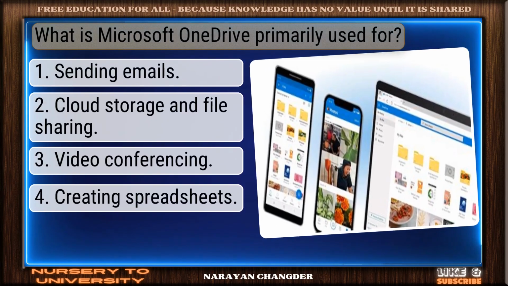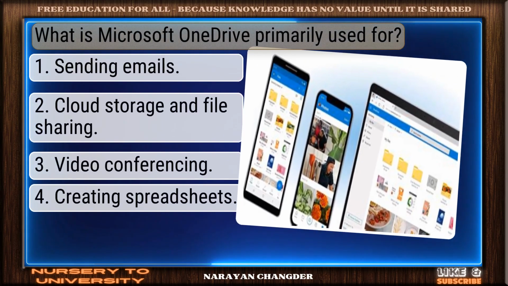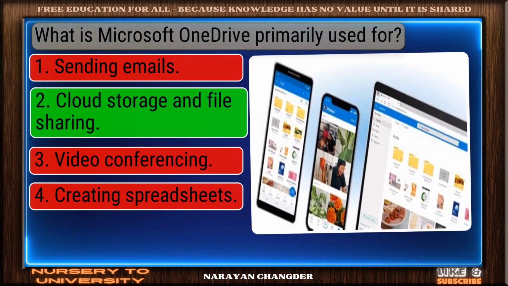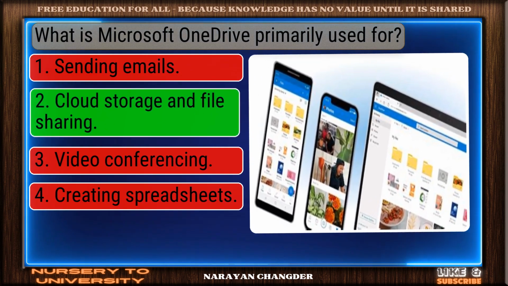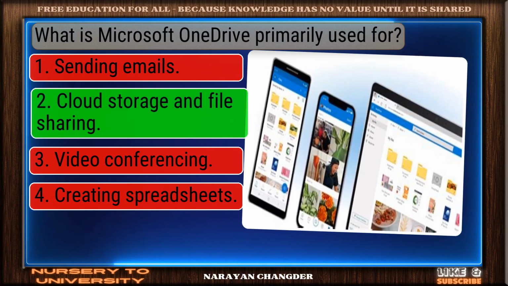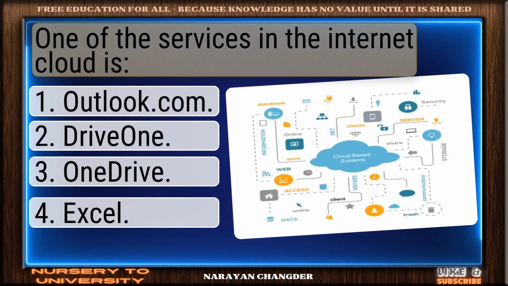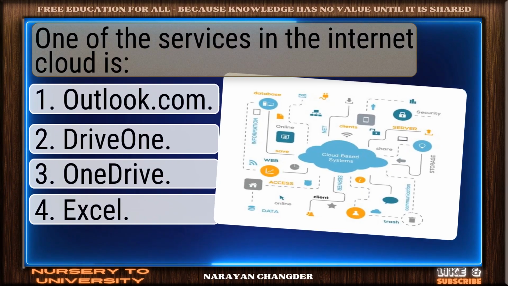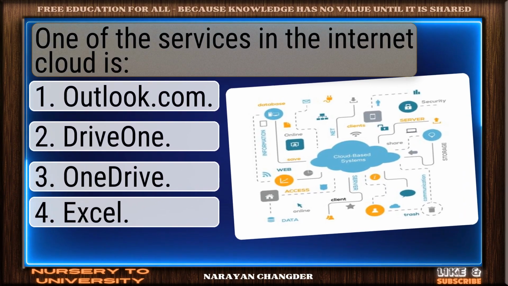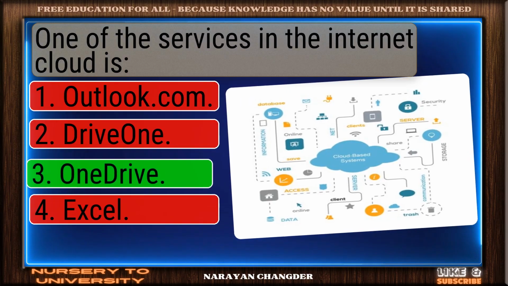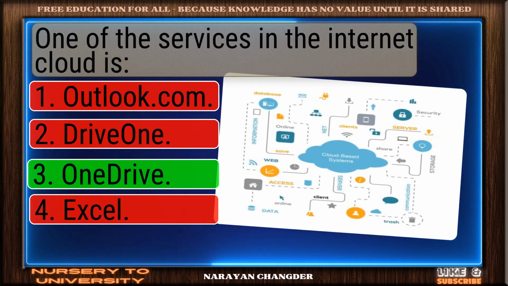Question number 51. What is Microsoft OneDrive primarily used for? Solid response. Cloud storage and file sharing is a valid choice. Question number 52. One of the services in the Internet Cloud is... Well reasoned. OneDrive is the correct choice.